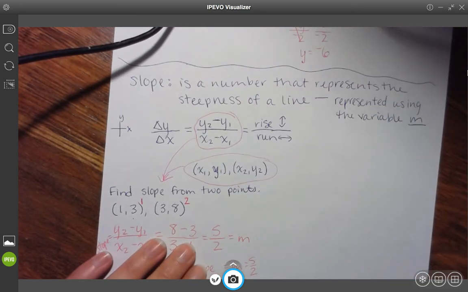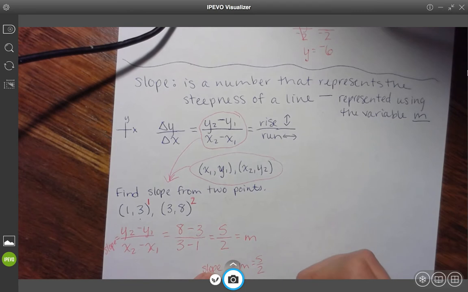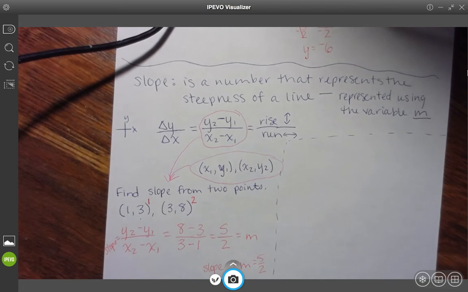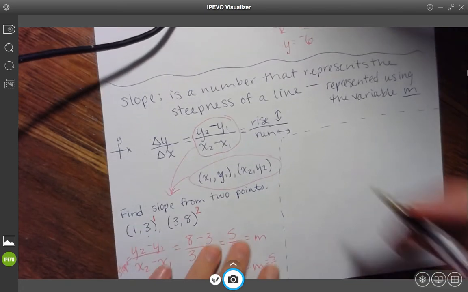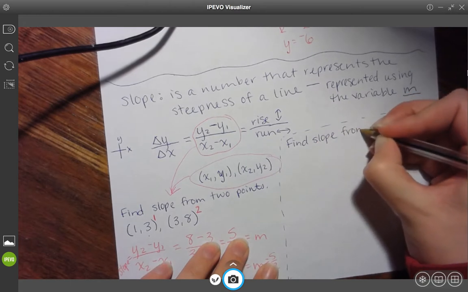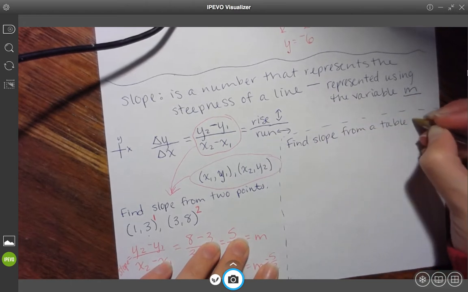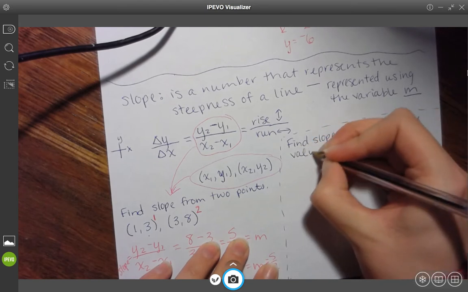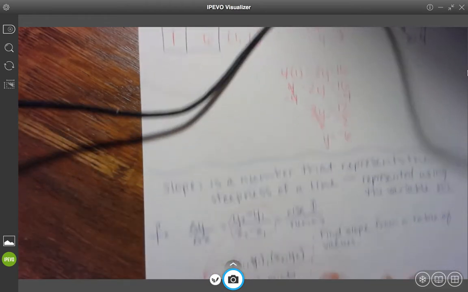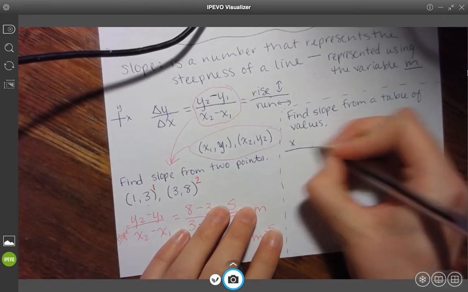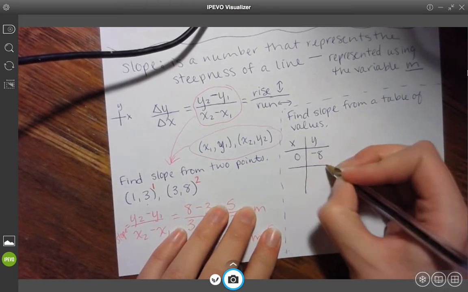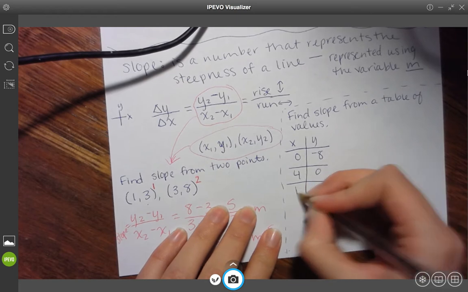Not too difficult. Okay, last thing with finding slopes, there's another way of finding slope that we should talk about, which is finding slope from a table of values. Right? So I'm going to copy that down here, and we will find the slope of that line that we had drawn before. So 0, -8, 4, 0, 1, -6.